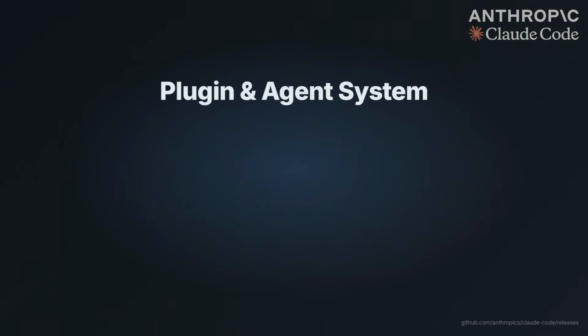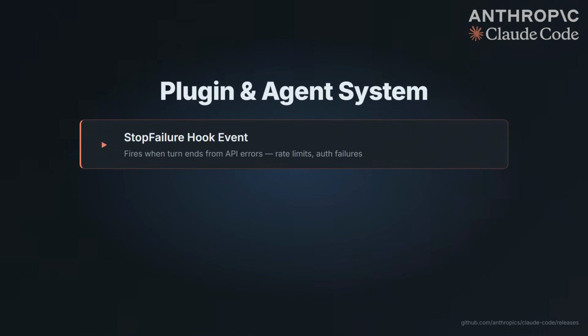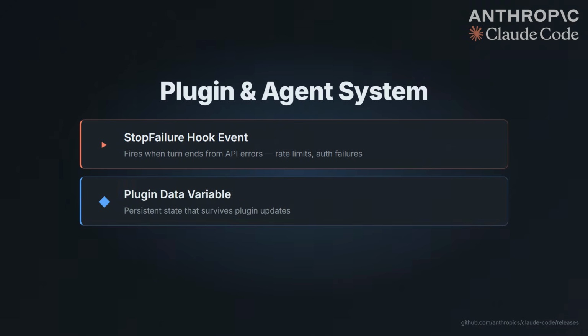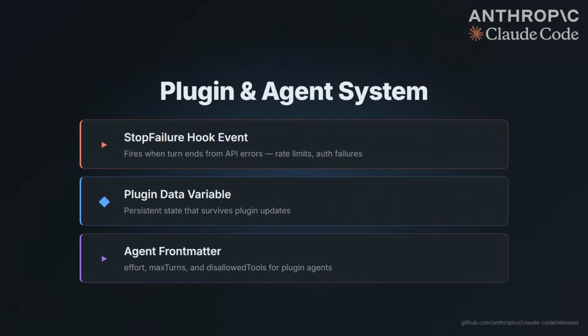Starting with plugins. Claude Code now fires a StopFailure hook event when your turn ends due to an API error. Rate limits, auth failures, anything that kills the connection. There's a new plugin data variable for persistent state that survives plugin updates, and plugin agents now support effort, max turns, and disallowed tools right in their frontmatter.